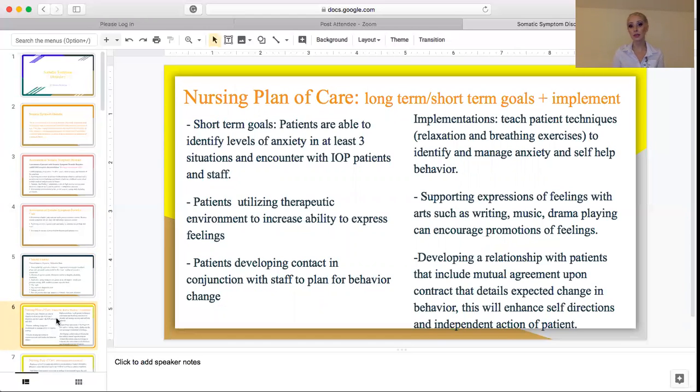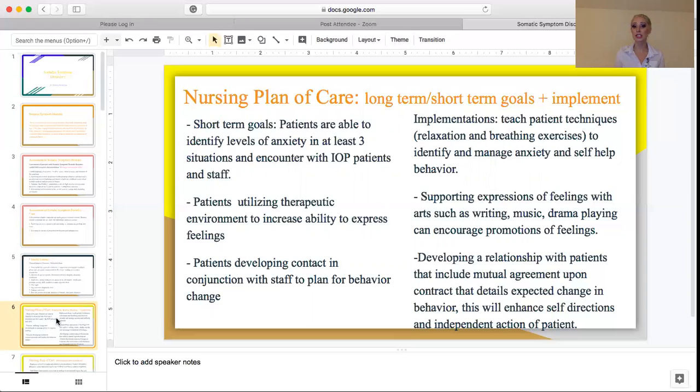Nursing care plan, long-term and short-term goals and implementations. Goals are met when the patients are able to identify their level of anxiety in at least 3 situations, such as an encounter with an IOP patient and staff, when patients are able to utilize the therapeutic environment to express their feelings, and patients develop a contract in conjunction with staff and plan for behavior change.